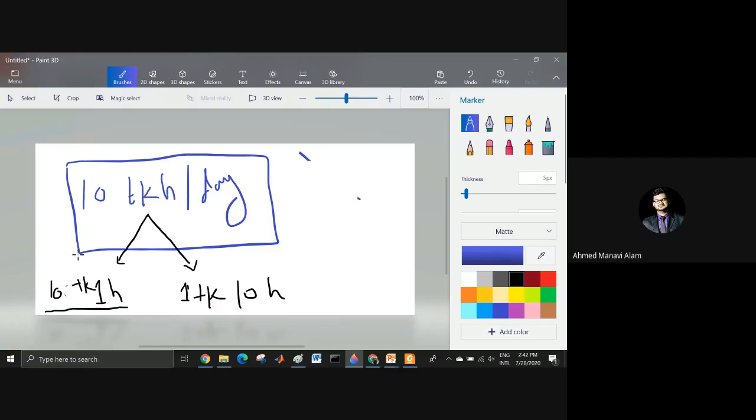Did you guys understand what I do here? You are spending 10 taka hour per day. That means you are spending 10 taka in a day. But 10 taka hour can be expressed in two ways. One way is you are spending 10 taka in 1 hour, or you are spending 1 taka in 10 hours. Both are multiplied. If you multiply 1 into 10, you get 10. If you multiply 10 into 1, you get 10.